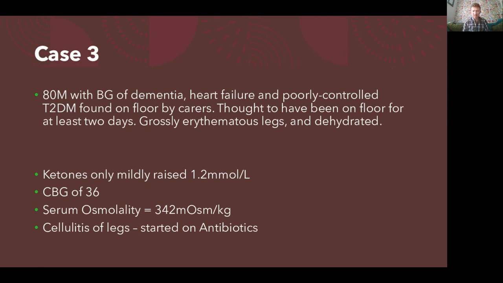So, of course, he's diabetic, so let's get some ketones. They're mildly raised, which would be consistent with starvation, as some of you astutely pointed out earlier on. He does have a very, very high blood glucose at 36, paradoxically, given he doesn't seem to have been eating over the last couple of days. He is profoundly dehydrated. And because you're smart, you do a quick serum osmolality, and it comes back at 342.